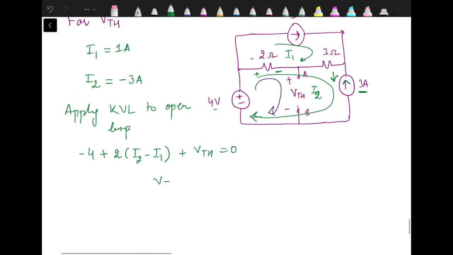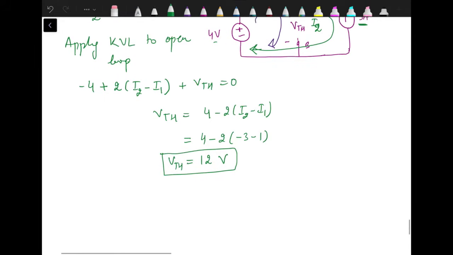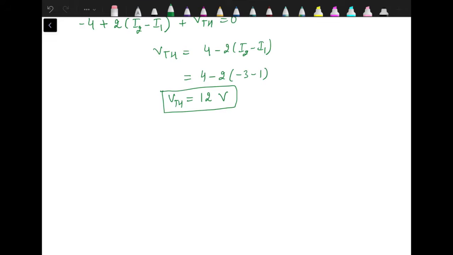So this will give us the expression of VTH as 4 minus 2 into (I2 minus I1). I2 is minus 3, I1 is 1. So this will give us the value of VTH as 12 volts. So we are done with the first step. Then we have to calculate RTH.